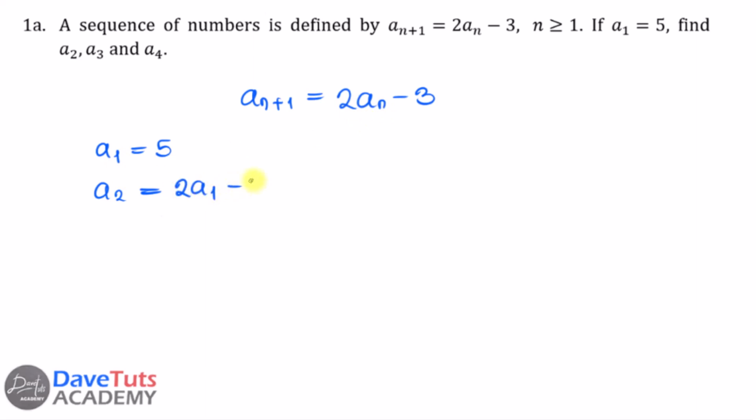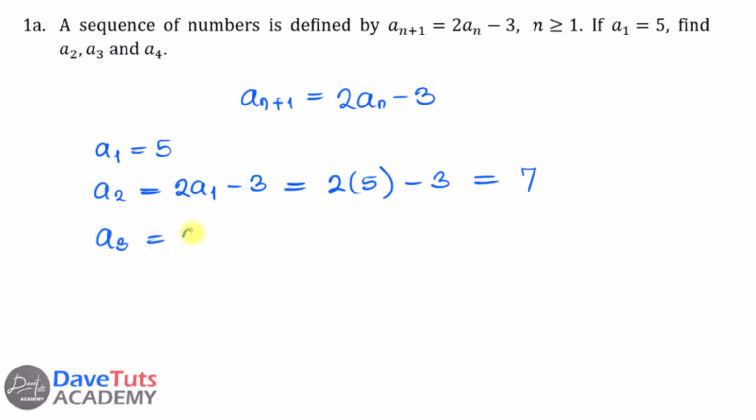2a1 minus 3, okay? And a1 is 5, so we have 2 times 5 minus 3, and that is 2 times 5 is 10. 10 minus 3 is nothing but 7. So that is the very first mandate before us, and we have scaled it successfully.